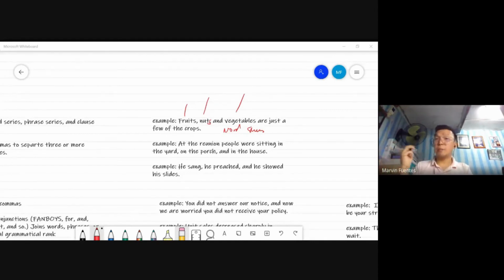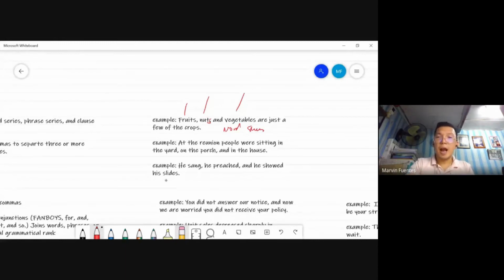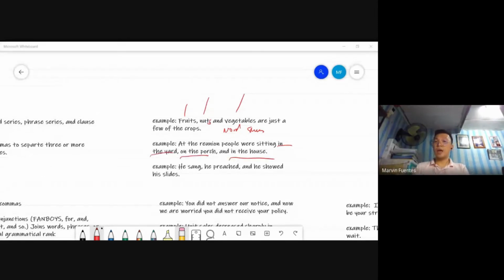Yun lang yun ang function ng preposition. Kaya nga siya tinawag na preposition eh, at, on, between. But we are going to talk about phrase if there is additional or succeeding words. Let's say for an instance, we were sitting in the yard, on the porch, in the house. Okay, it is on the same rank. Okay, but it is in phrase form.